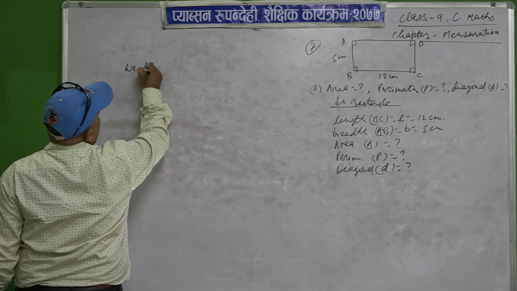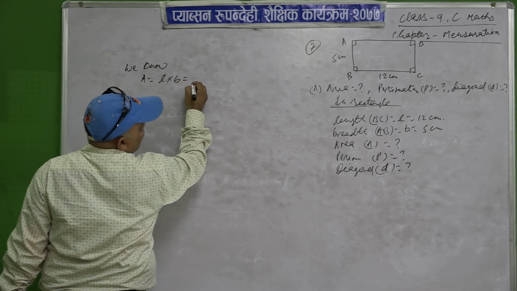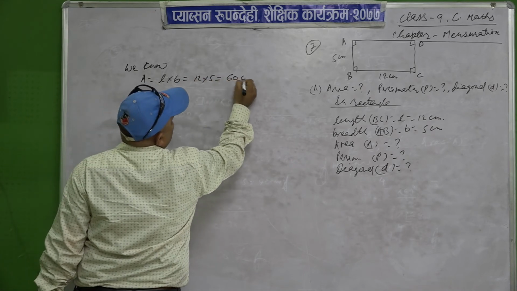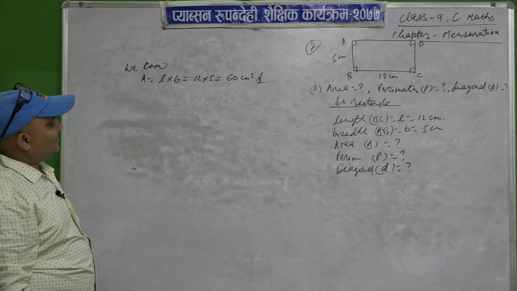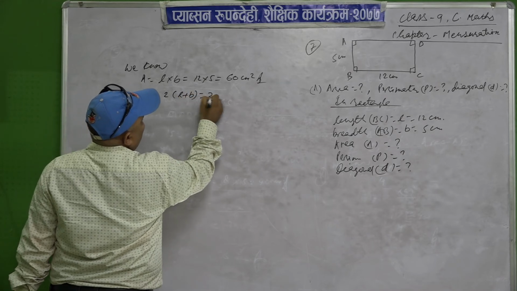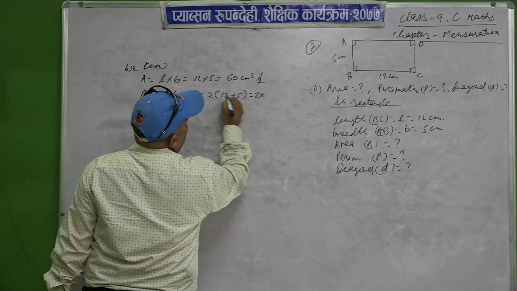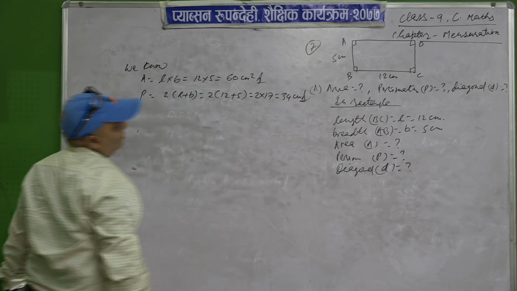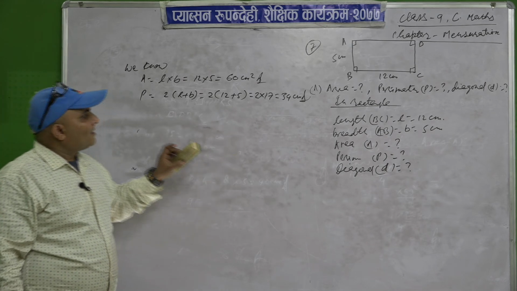We know area of rectangle A is L into B, that is 12 into 5, that is 60 centimeter square. The area of this rectangle is 60 centimeter square. Similarly, P is 2 into L plus B, 2 means 2, L means 12 plus 5, that is 2 into 17, that is 34 centimeter square. Sorry, centimeter. The unit of the perimeter is centimeter.